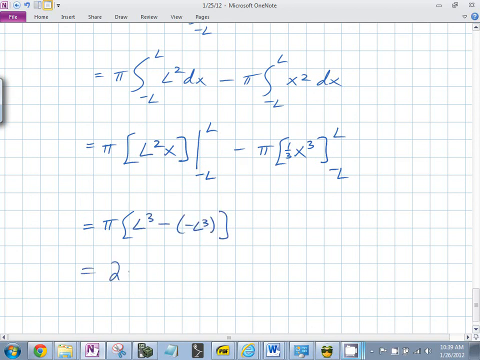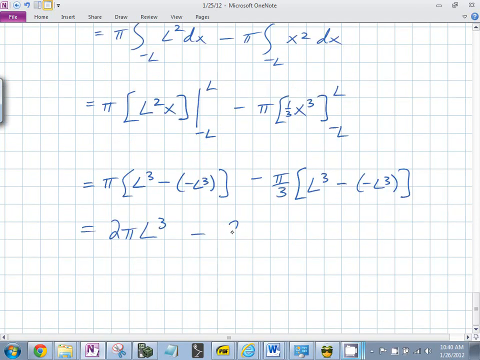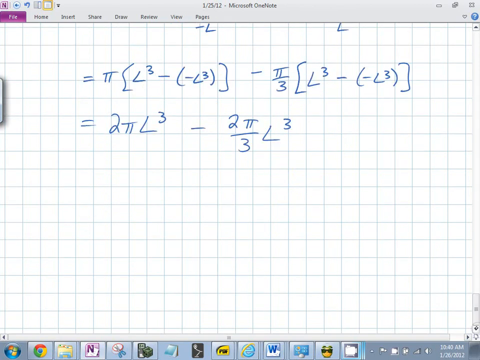So now we just have to make sure we don't mess up the algebra on the second one. We definitely messed it up yesterday when we did it. So it's pi over 3 times what? L cubed minus negative L cubed. Is that correct? So you end up with 2 pi over 3 L cubed, correct? So you have 2 of something and you subtract 2/3 of something, so what are you left with? 6/3 minus 2/3. 4/3 pi L cubed. We just found the volume of a sphere with radius L.